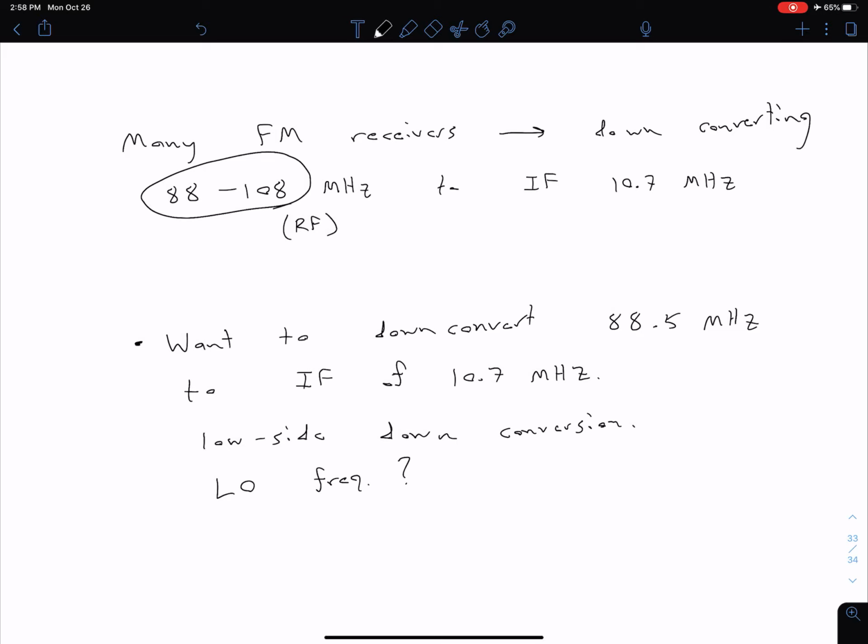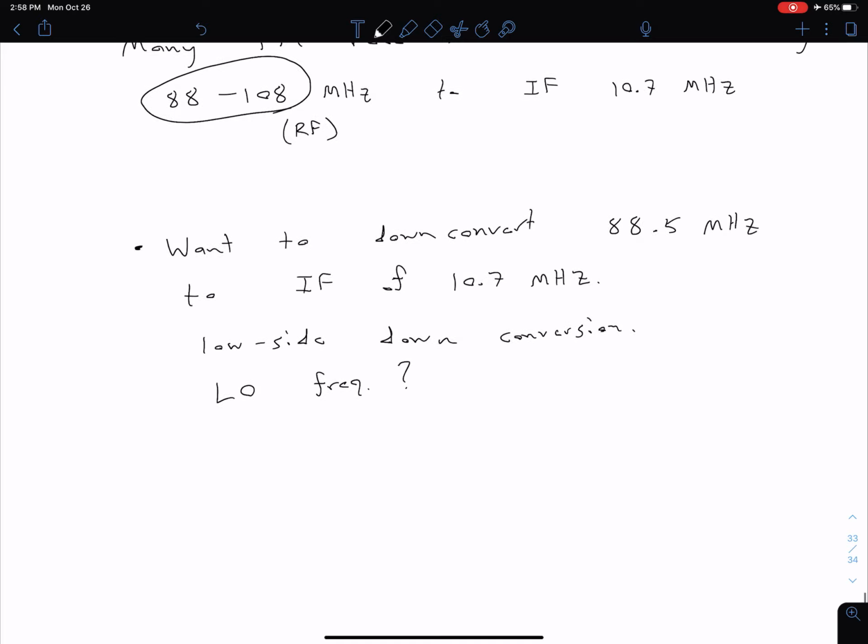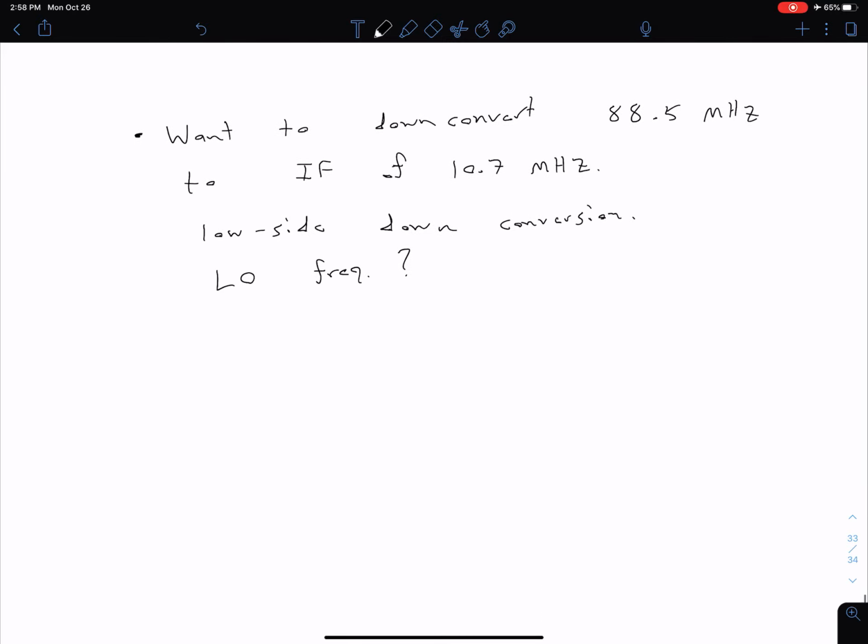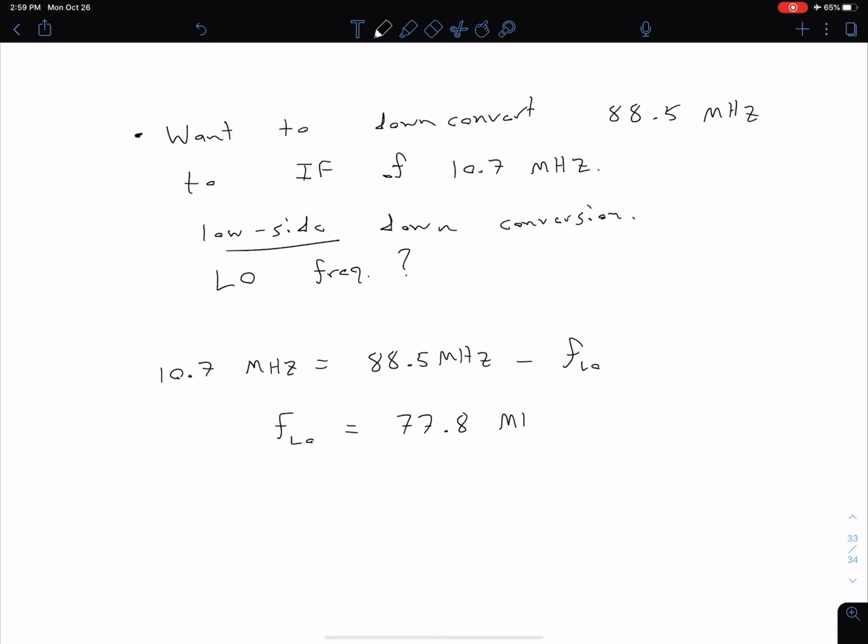Go ahead and pause the video for a second, think about that, see if you can figure out what it should be. Going back to the previous video when we talked about this, for low side down conversion the intermediate frequency value, in this case 10.7 megahertz, is equal to the RF frequency, our 88.5 megahertz in this case, minus the frequency of our local oscillator. That means our local oscillator frequency is lower than the RF frequency. Solving for that local oscillator frequency, we get 77.8 megahertz.